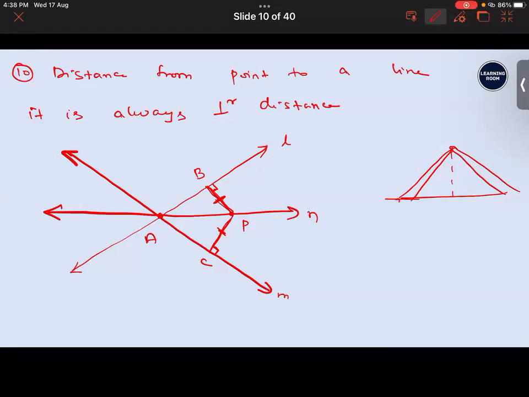Your wish. See, one side and the other side are equal. So this is 90 degrees, this is 90, and AP is common. So that is ASA. We can do it by ASA also. So AP is a common line. ASS is not there actually. Angle side side, that's not there.